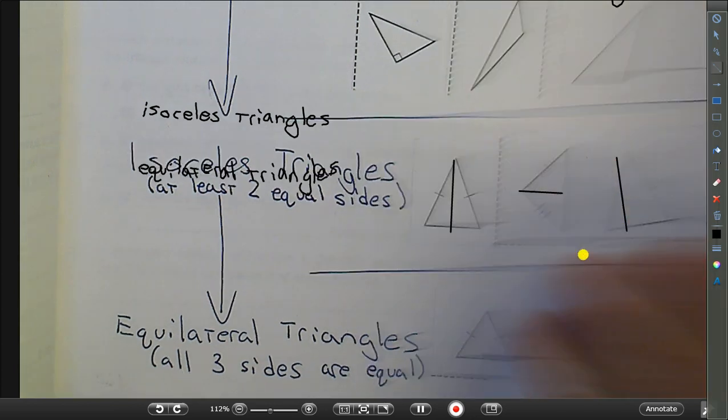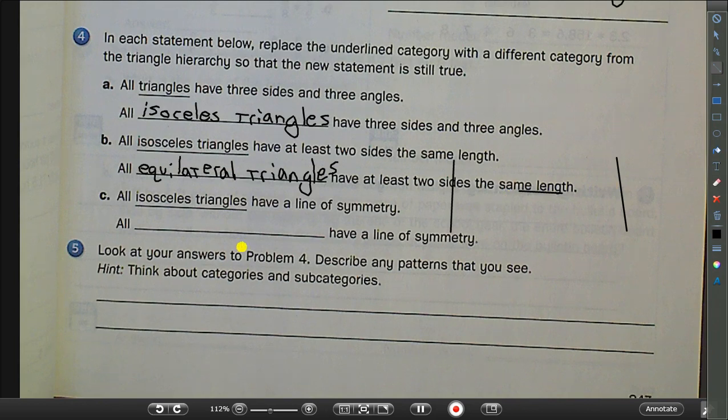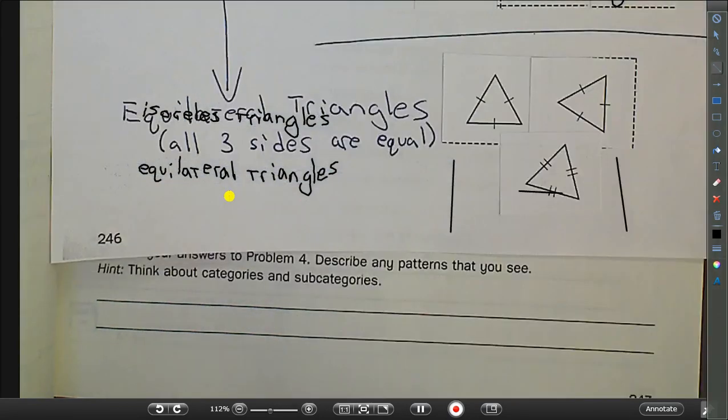So, back to this. All isosceles triangles have a line of symmetry, so all blank have a line of symmetry. Well, again, isosceles triangles have a subcategory called equilateral triangles. So any of the equilateral triangles should also have a line of symmetry. And I'll just do it on this one here, because I'm getting all these random lines all over the place. So we can see this side would end up matching that side. And again, we could do the same thing over here and over here.